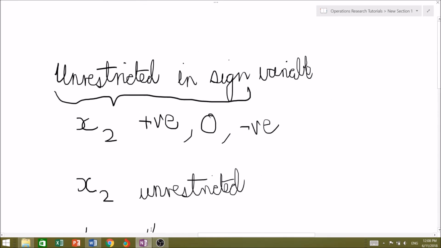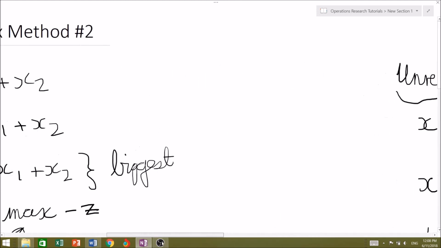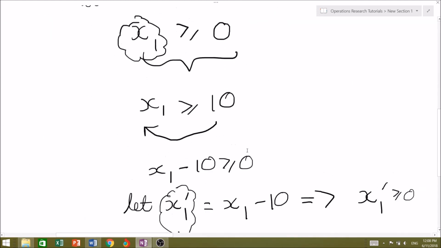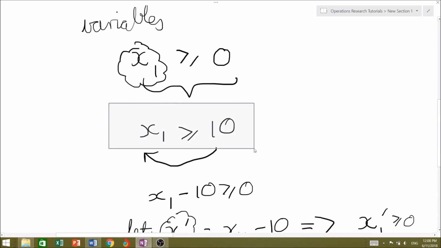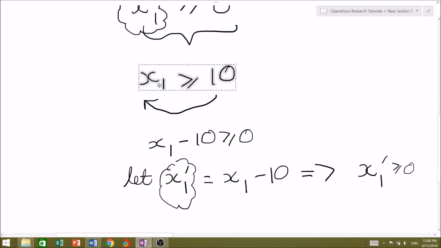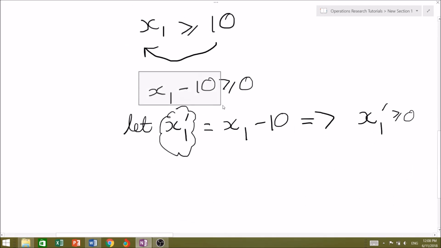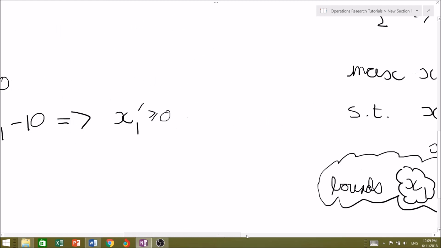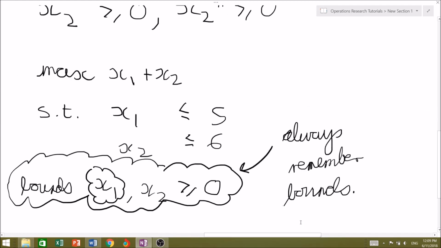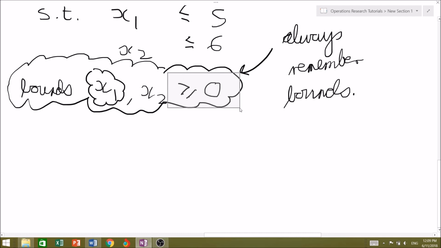And alternative forms simply involve a very simple substitution. In the case of x1 being greater than or equal to 10, we simply subtract the 10 on both sides, so we're left with x1 minus 10 is greater than or equal to 0, and then we transform it by saying that x1 prime is greater than or equal to 0. So this is how we would do some simple transformations if we are given that the bounds of our variables themselves are different from being greater than or equal to 0.